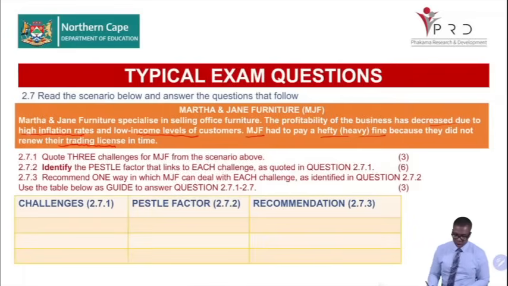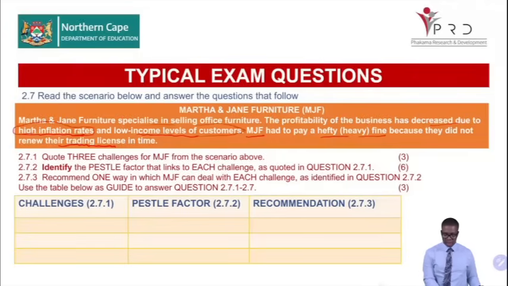So now, quote challenges for Martha and Jane Furniture from the scenario above, to say which challenges did they face. The first challenge is the decrease of the profitability due to, number one, inflation rate. Another one was due to low income levels of customers. Then another challenge was they had to pay a heavy fine because they did not renew their trading license on time. Then identify the PESTLE factors that link to each of the quoted challenges. So when you look into the first one, it is inflation. Inflation is the economic factor.